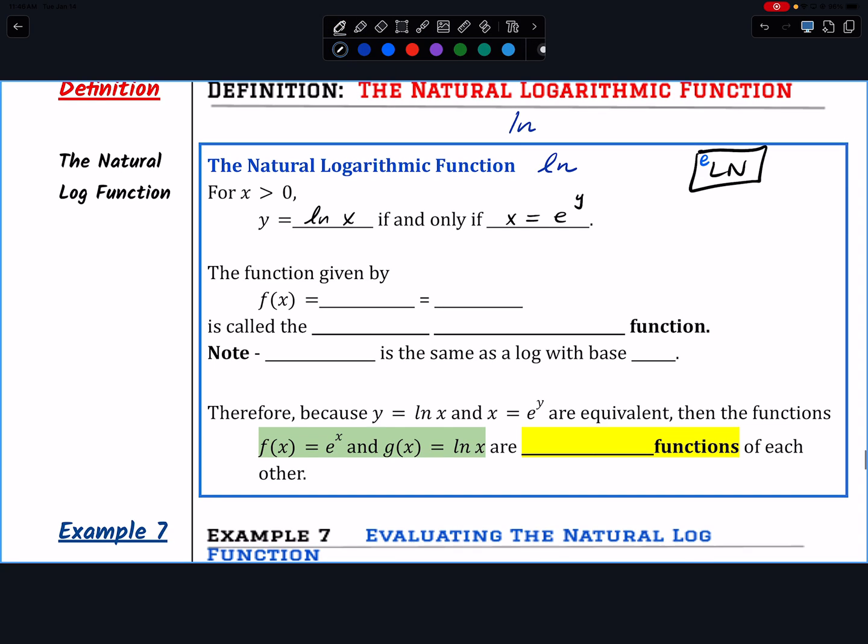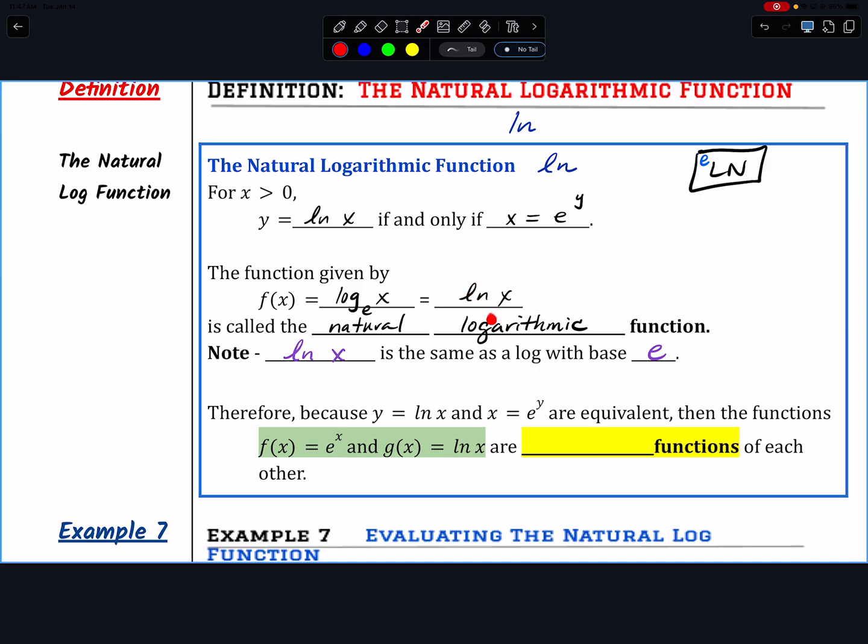So if we're given f of x is equal to log base e of x, that's the same thing as ln of x. This is called the natural logarithmic function. So note that the ln of x is the same thing as a log with base e. We never write it like this. Whenever you see this, this means that the base is e.